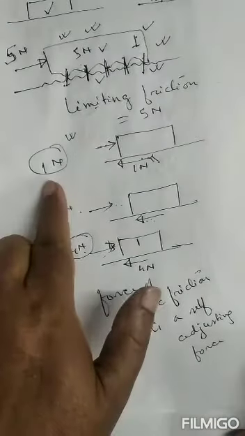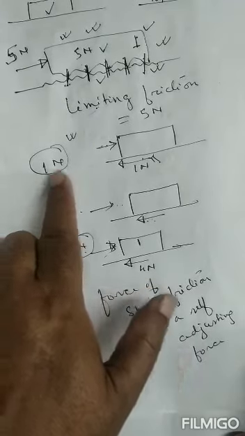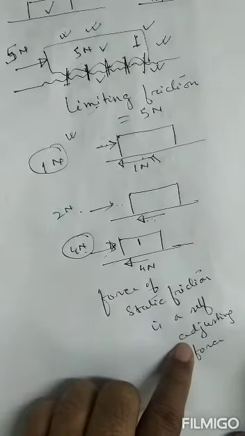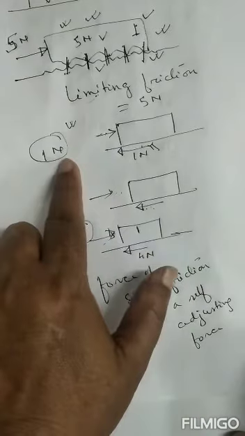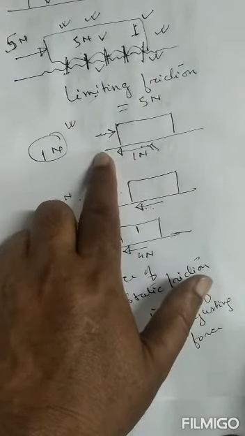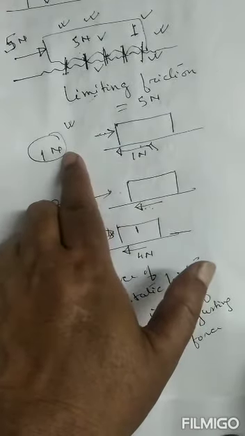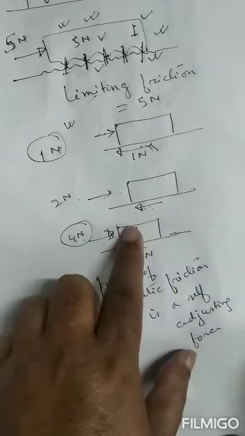If the applied force on the body is zero, the force of static friction is zero. If I apply 1 newton, the force of static friction is 1 newton. This force of static friction balances the applied force, therefore motion is not possible.